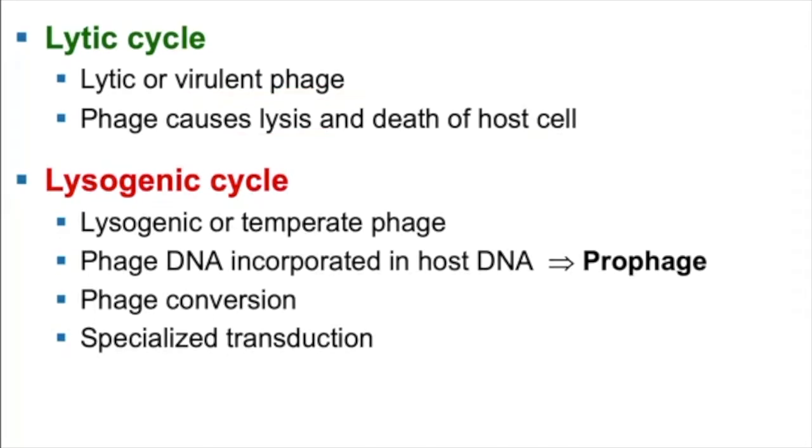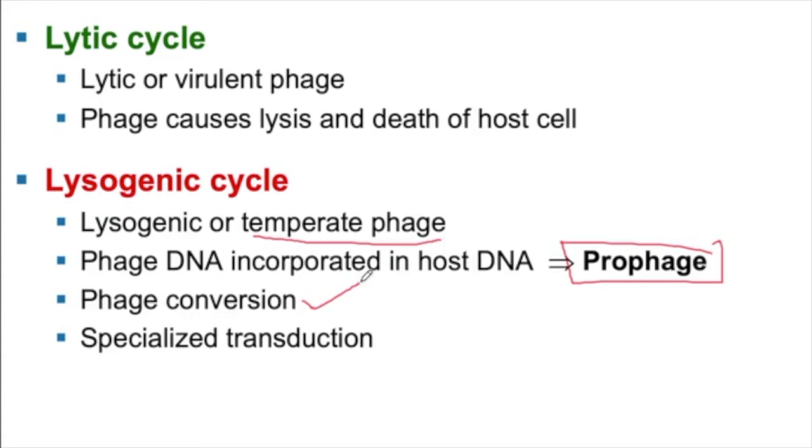So you also have the lysogenic cycle. The lysogenic cycle is also known as the temperate phase. So the lysogenic is also known as the temperate, and the lytic is also known as the virulent phage. Now, when the phage DNA is incorporated into the host DNA in the lysogenic cycle, you have what we call the prophage.